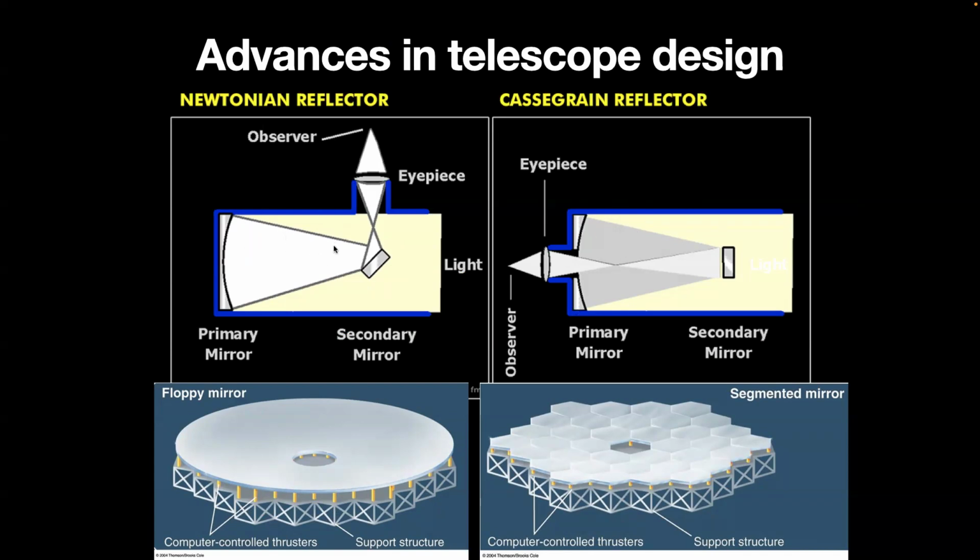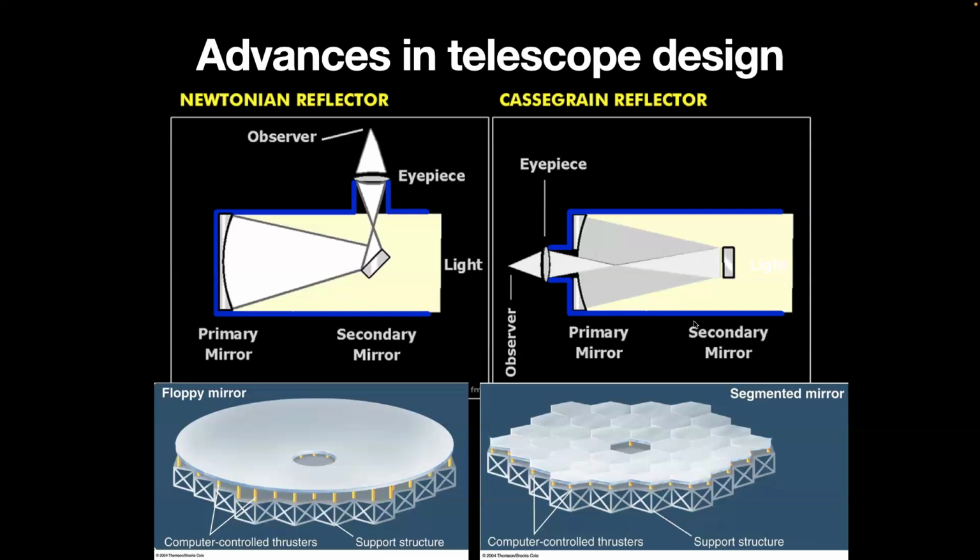So again, the Newtonian reflector: light comes in, bounces off this primary mirror, then hits the secondary mirror, which is bounced into the eyepiece. It's actually quite a simple design. The Cassegrain reflector is a little bit different. Light comes in here and bounces off a mirror, but there's a hole in the mirror right here. The light bounces off the primary mirror up to the secondary mirror, and then the eyepiece is actually at the back of the telescope. It goes through the hole in the mirror, out the eyepiece in the back.